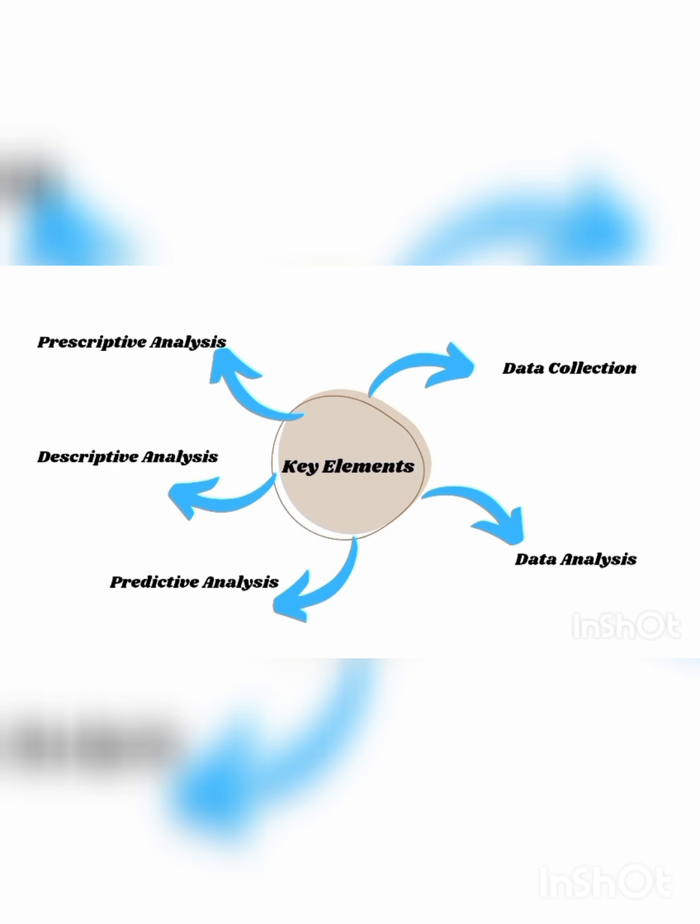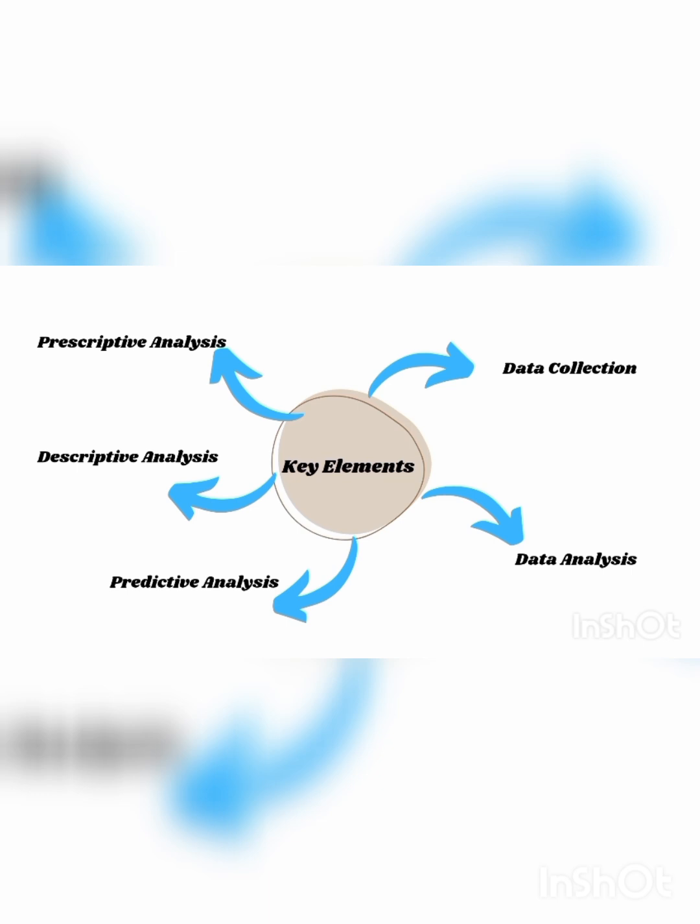Human resource analytics involves several key components. Let's break them down. First one is data collection. Data collection is gathering employee related data such as performance reviews, attendance, and feedback reviews. The next, data analysis. Data analysis is the processing of the collected data to find trends and patterns. Descriptive analysis is the understanding of past HR trends like employee attrition rates.